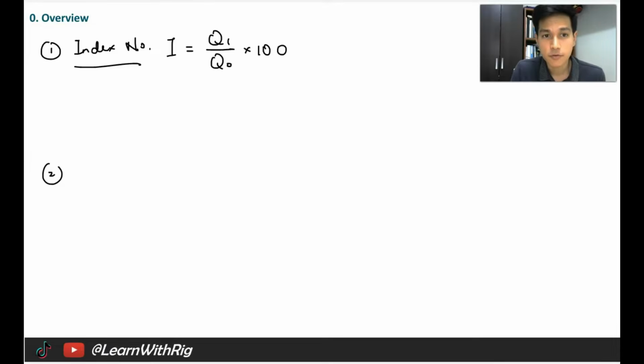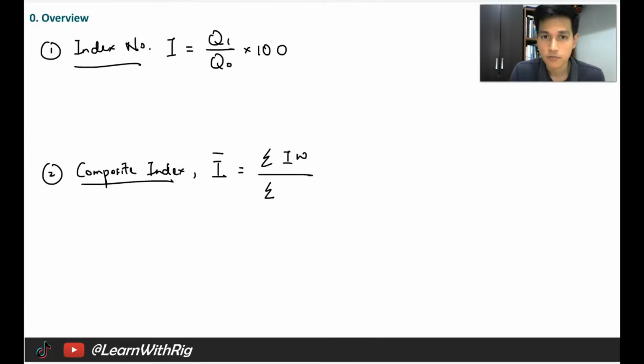The second formula you have to know is called composite index. So how you write that is, you write the same thing, it's an I, and on top of the I there is a line. Okay, so this is composite index. So the formula is sum of the index multiplied by the weightage divided by the sum of the weightage. Okay, so these are the two formulas you have to know.